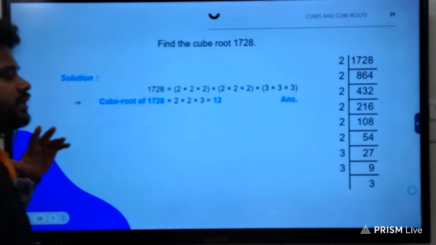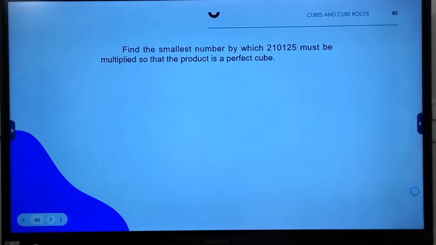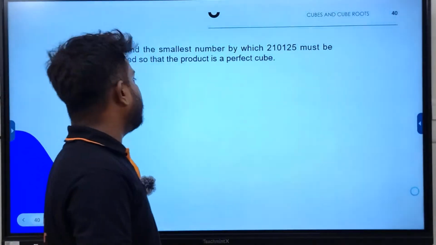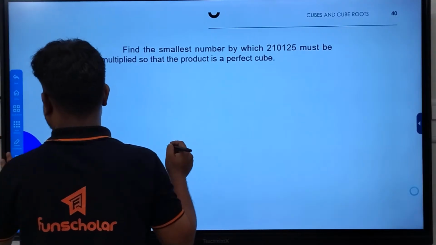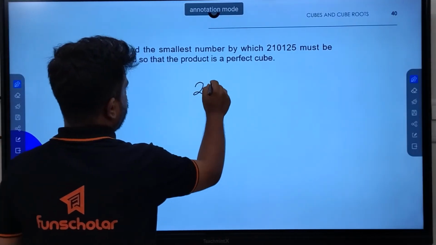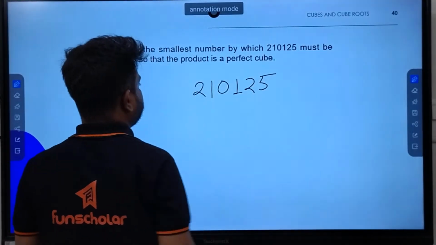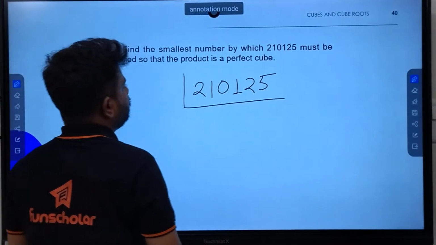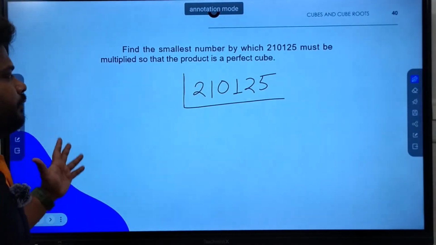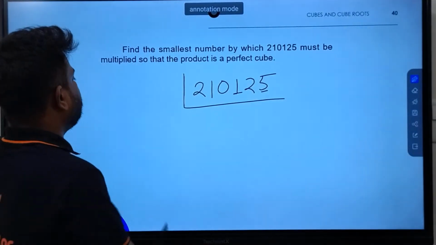Yes, they have done it the right way. Next, find the smallest number by which 210125 must be multiplied so that the product is a perfect cube, just like the previous one. 210125. Okay. So let's start dividing it by 5 because it has 5 in the last position. So it will be divisible by 5.